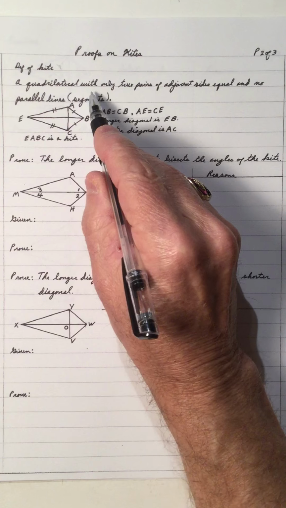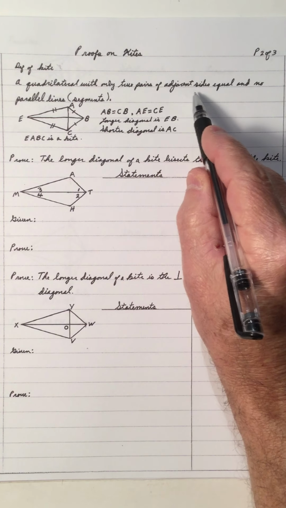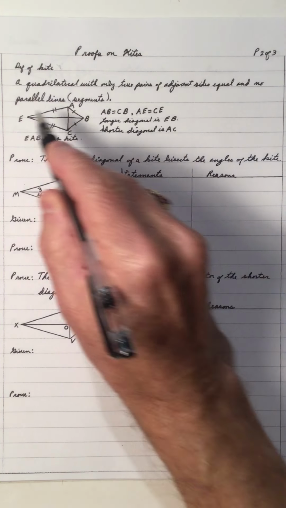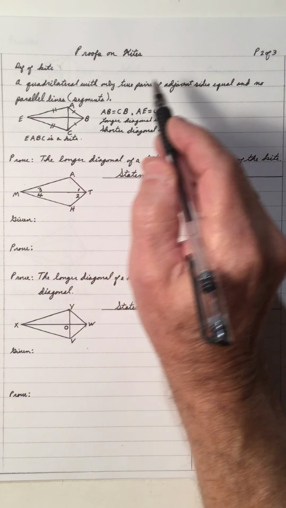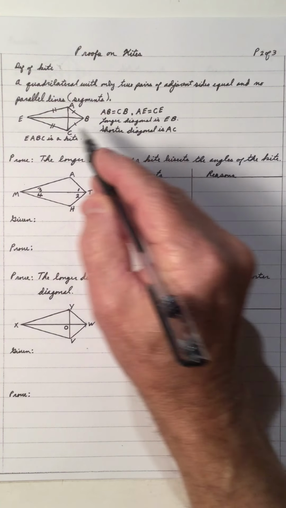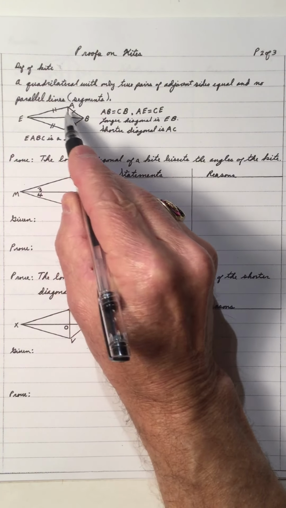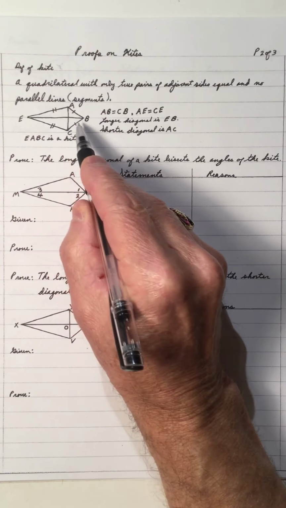Definition of a kite: a quadrilateral with only two pairs of adjacent sides equal and no parallel lines or segments. So here we have the shape of a kite. EABC is a kite. It has AB equal to BC.